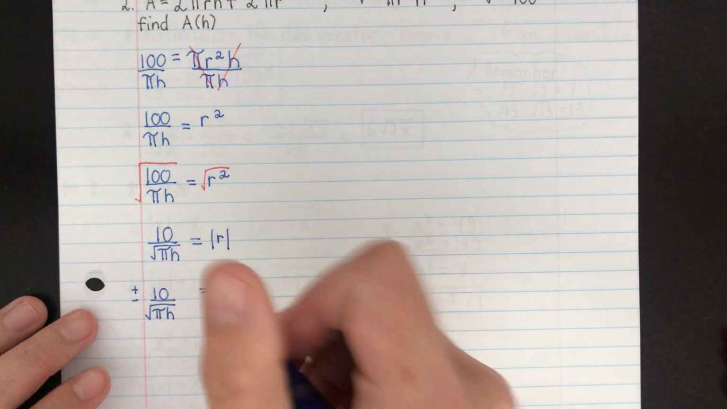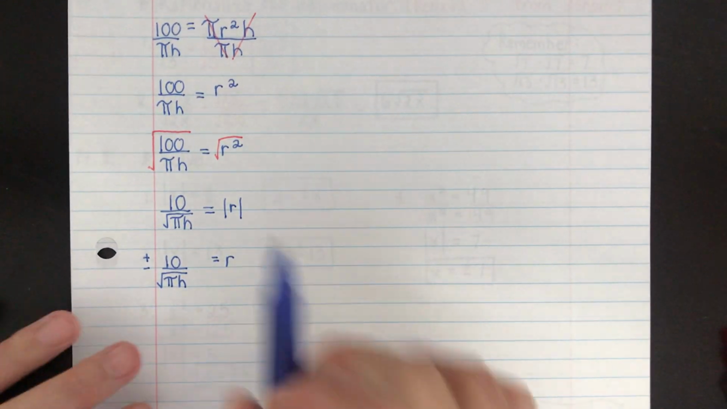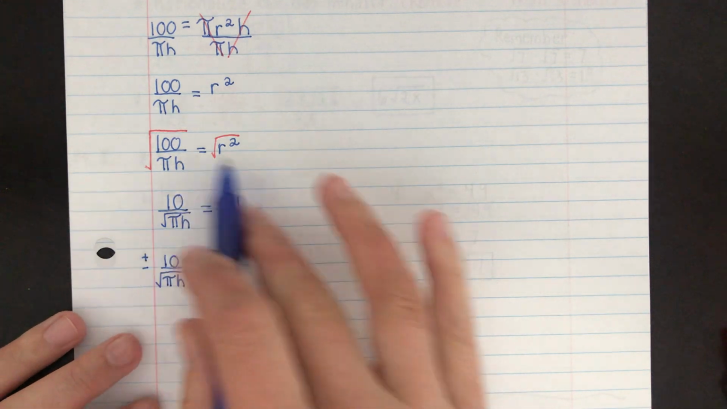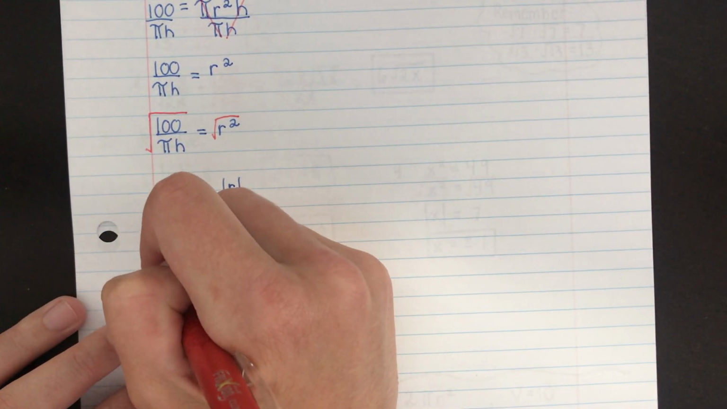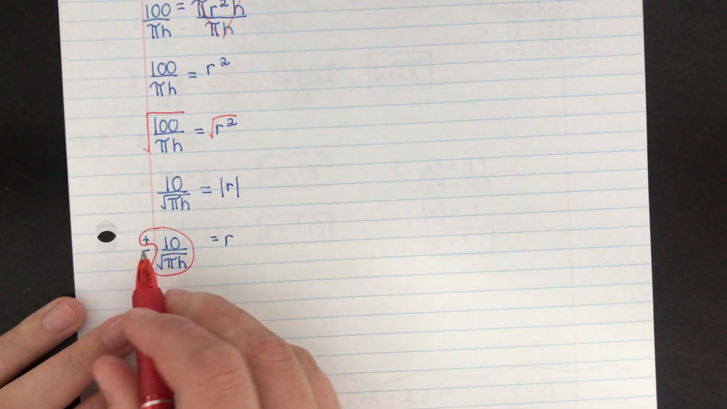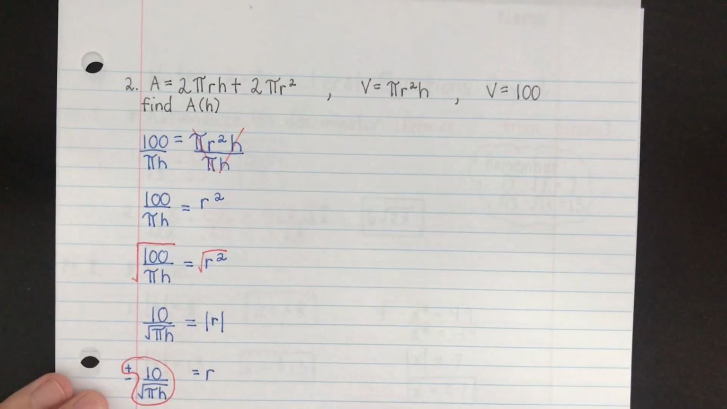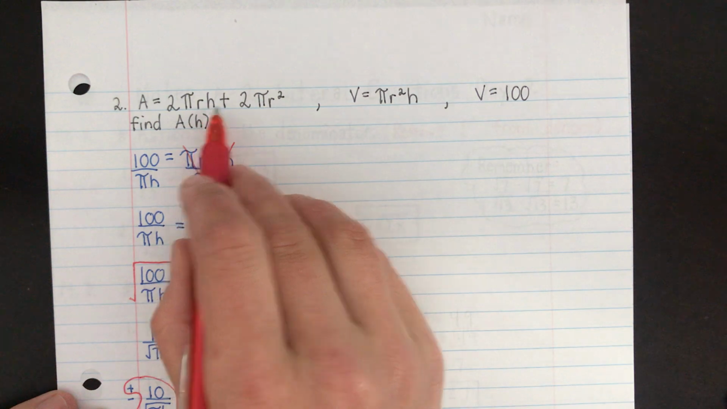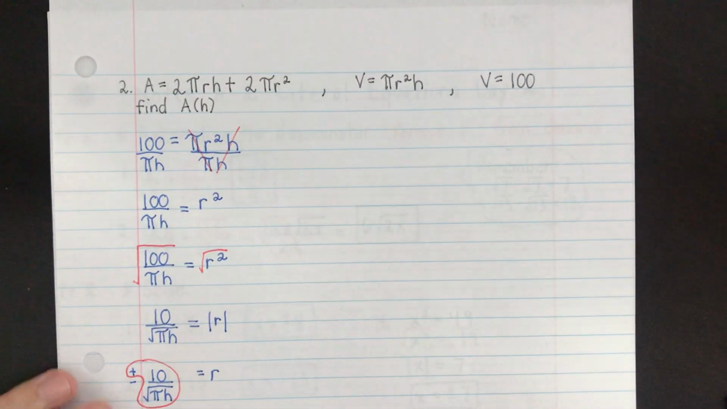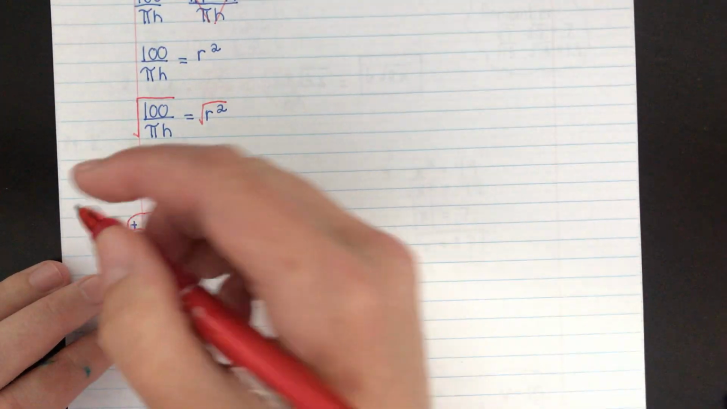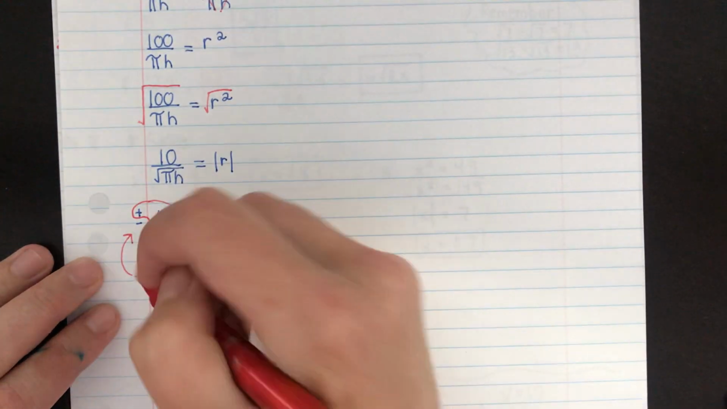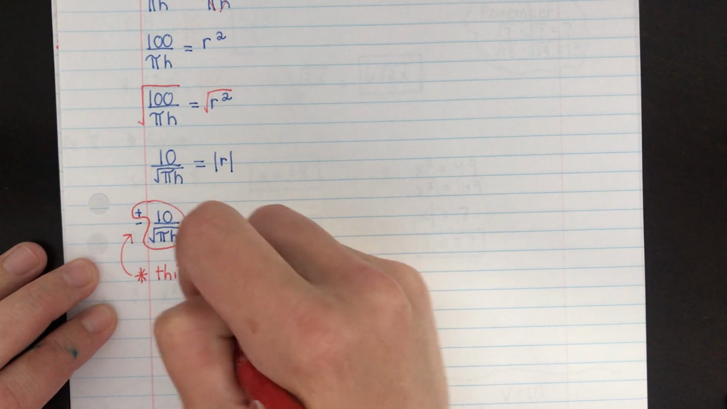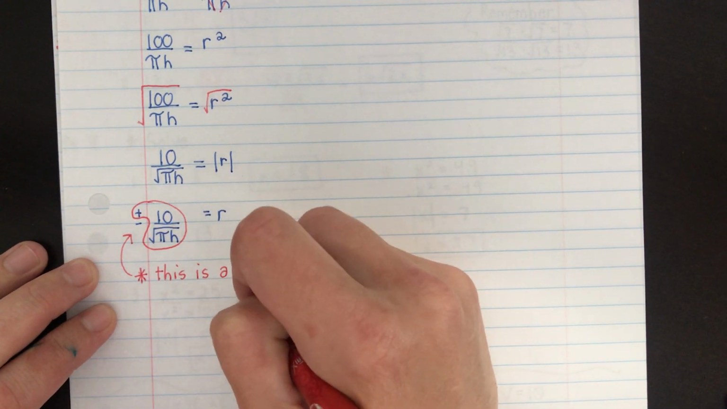plus or minus 10 over square root of pi h. Even though this is mathematically correct and you're supposed to write your work like this, of course, we're only going to use the positive answer, not the negative, because think about it, y'all. That's area, radius, height, volume. We're working with measurements, okay? So we're going to make a little note here. We're going to say this is a measurement.